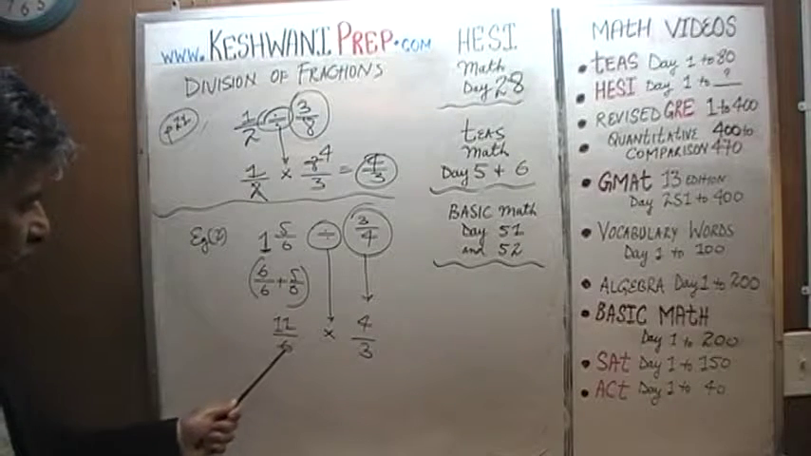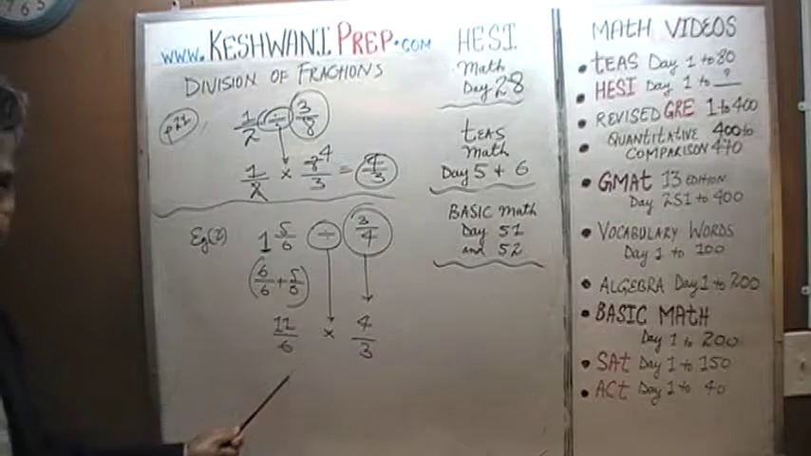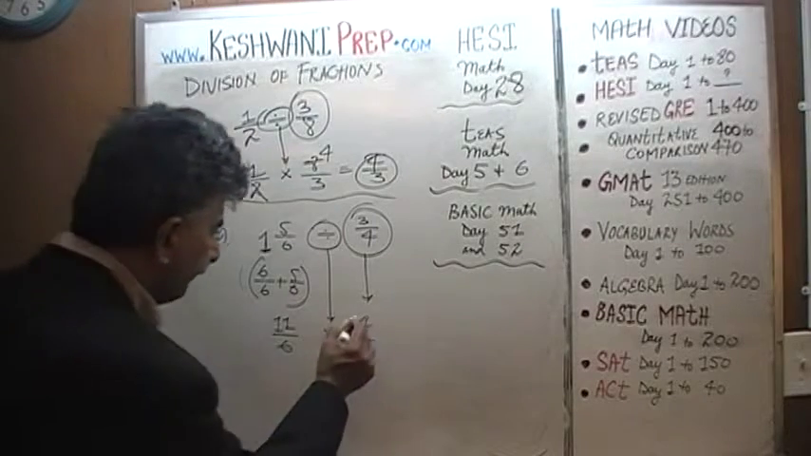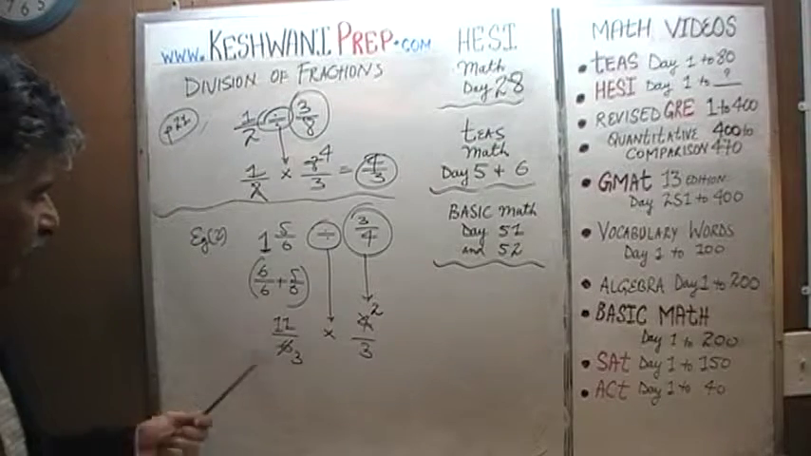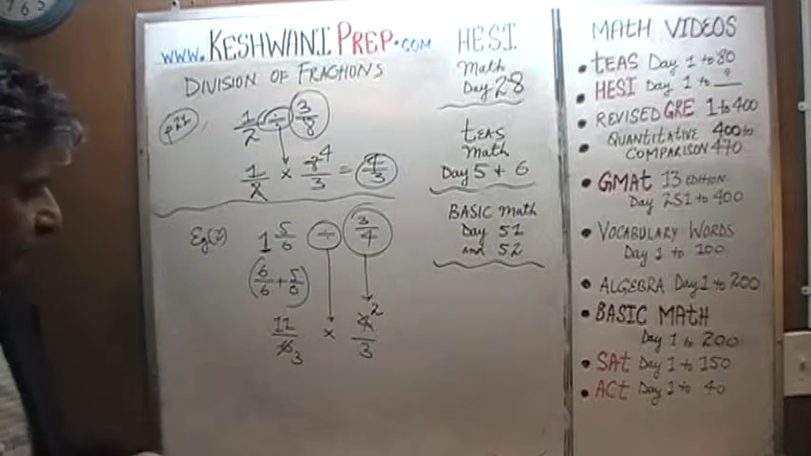We see 4 on the top, we see 6 on the bottom. They have a common factor of 2. Let's divide top and bottom by 2. 4 is going to become 2 and 6 is going to become 3. And that's about it. 11 and 2 and 3 have nothing in common.